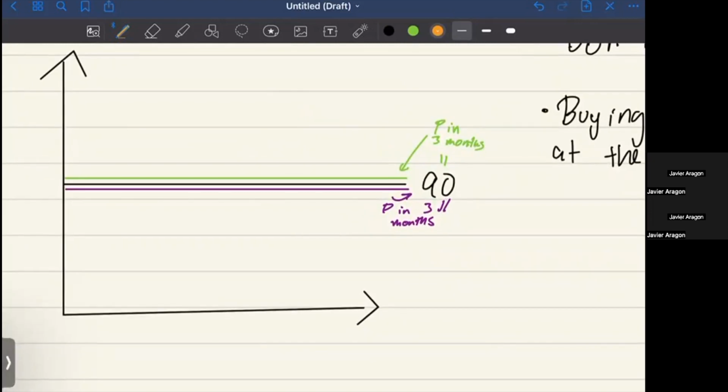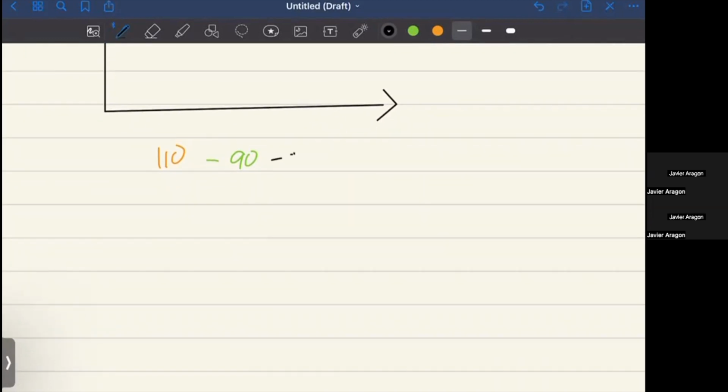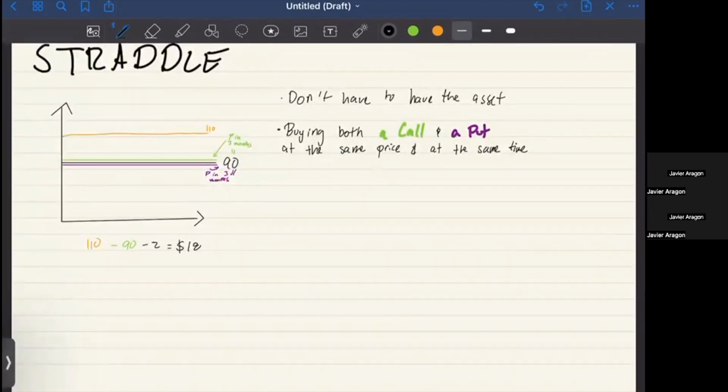But say in 3 months, suddenly the stock is trading at 110. So you go ahead and purchase your stock at 90, you sell at 110, and you discount your bet for $2. So that's what, 18. But you're thinking to yourself, oh wow, there is absolutely no way I can lose money here, because in 3 months I have the exact same price.